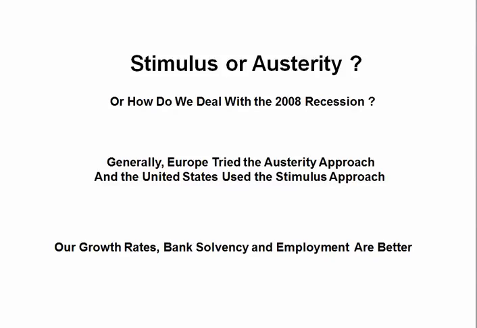So we had this big recession in 2008, and it raised the question, which is the better way to deal with it? Do you try to stimulate the economy, or do you try to have austerity? And generally, Europe tried the austerity approach, and the United States used the stimulus approach, and I think most people would say that we won. Our growth rates are better, our bank solvency is better, employment is better. You know, we started the quantitative easing program several years before the Europeans did. So we have much better statistics than most of the European countries do.